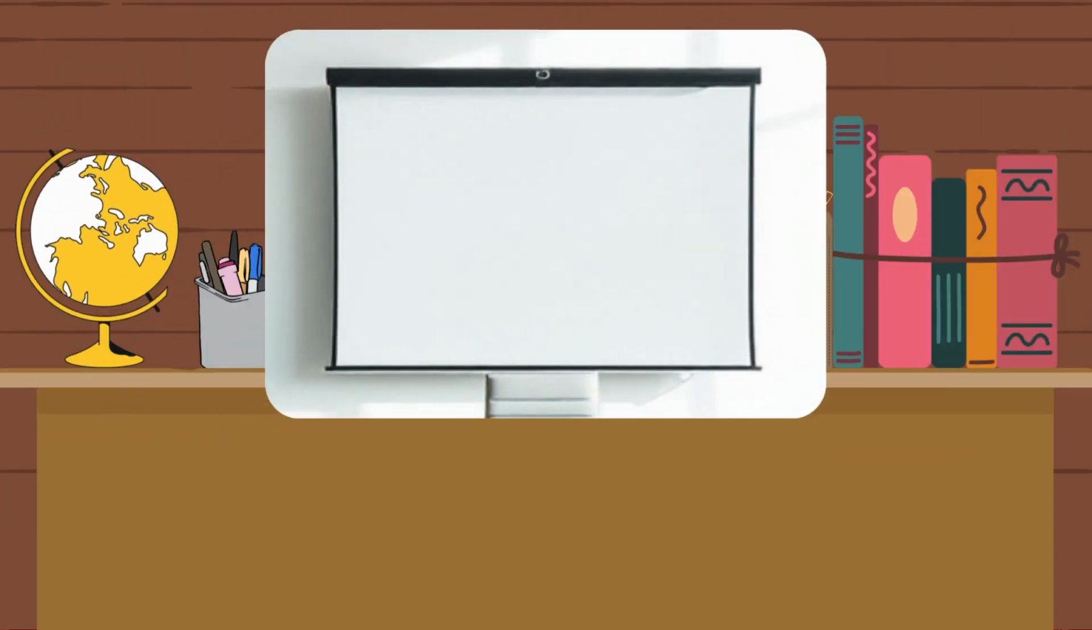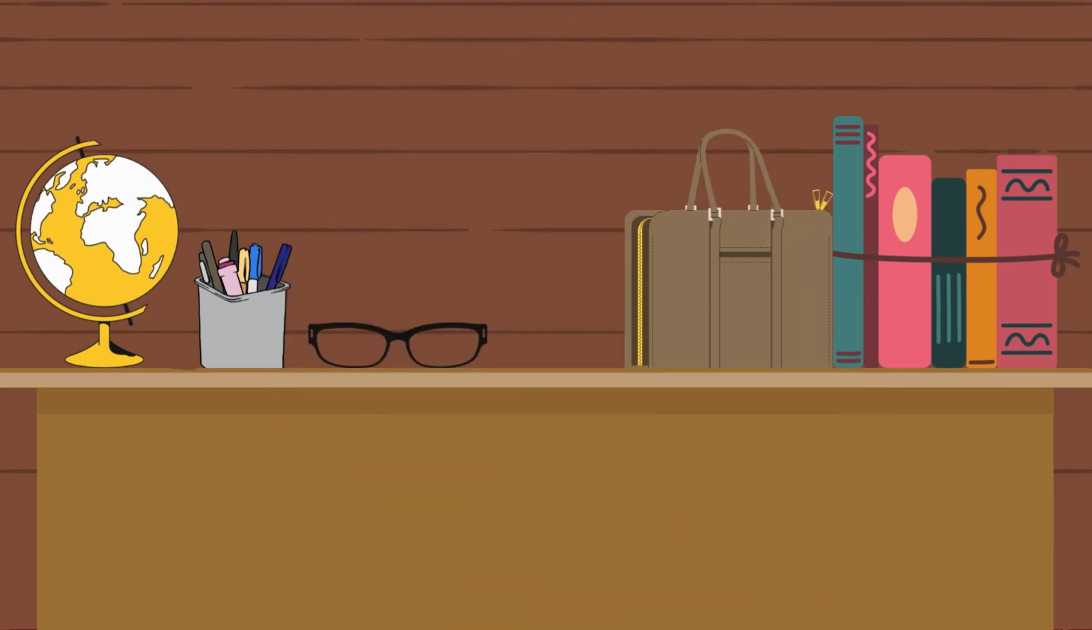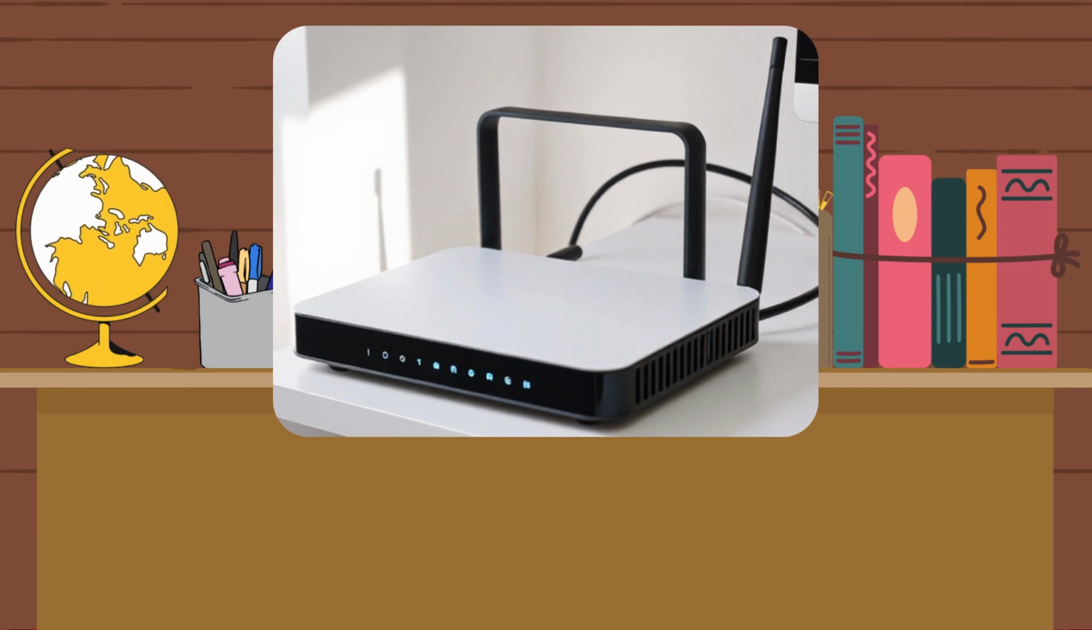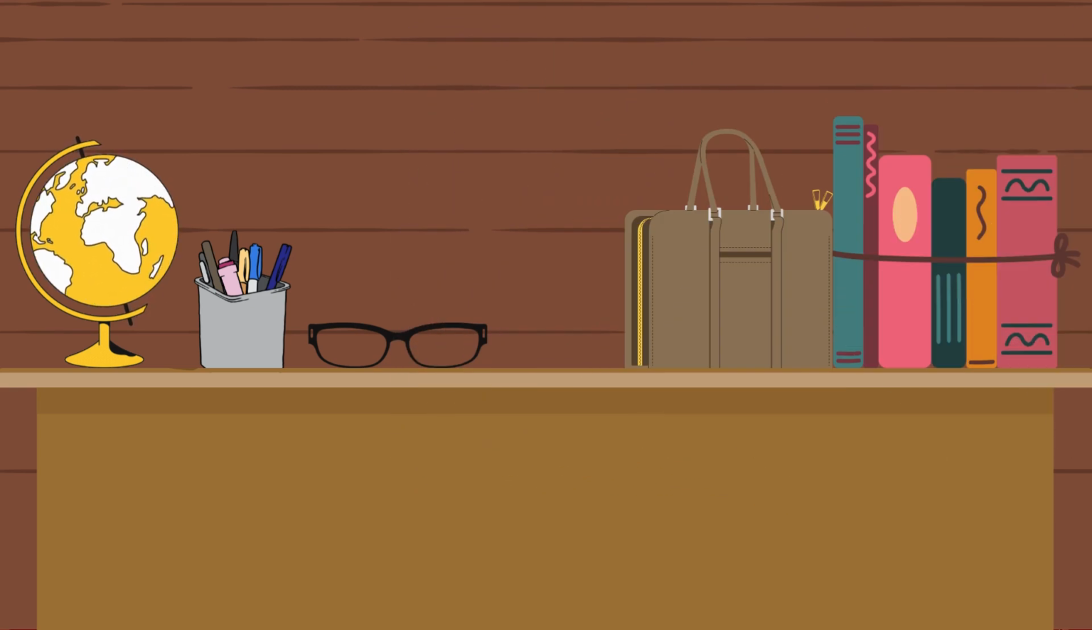What is this? This is a projector screen. What is this? This is a receipt printer. What is this? This is a modem. What is this? This is a desk fan.